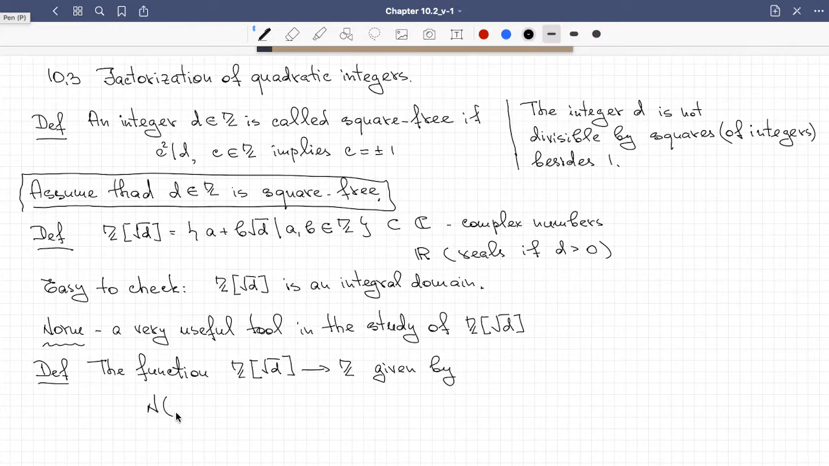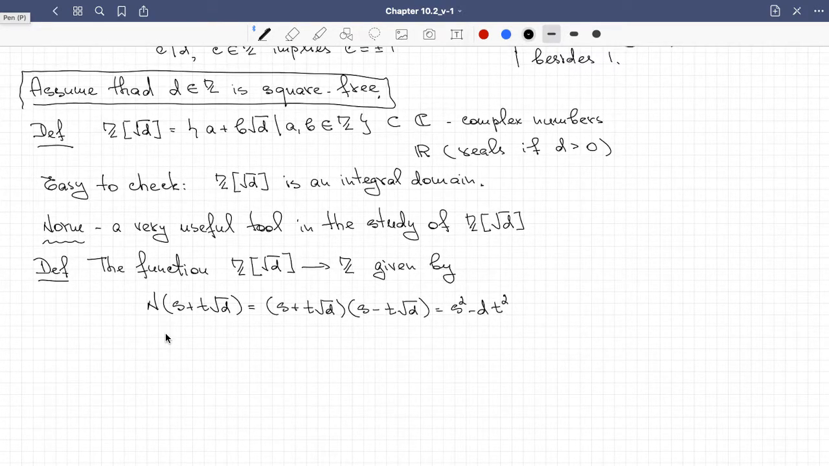norm of s plus t root of d, where s and t are integers, is defined to be s plus t root of d times s minus t root of d, which is s squared minus d t squared, which is of course an integer because s, t, and d are all integers, and this function given by this formula is called norm.